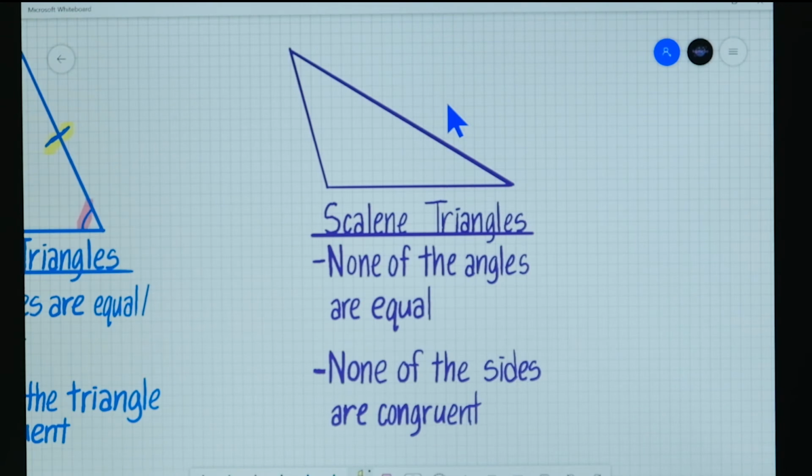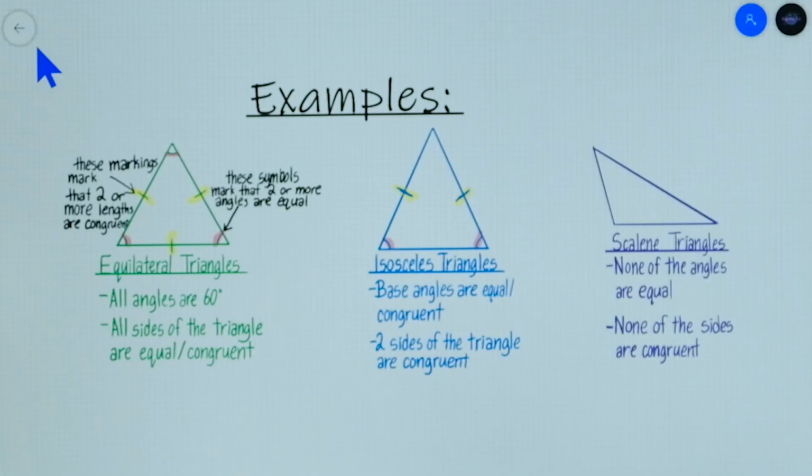Finally, we have scalene triangles. So as you guys can see, no angle markings, no side markings, meaning none of the angles are equal and none of the sides are congruent. So this is definitely a pretty common triangle that you see, and you can just very easily tell because no angle, no side markings, then it's just scalene. I hope I was able to explain everything somewhat okay. And now we will be moving on to the quiz.